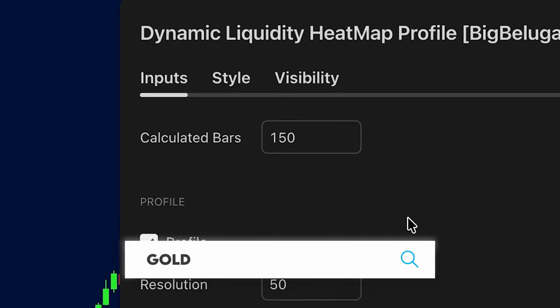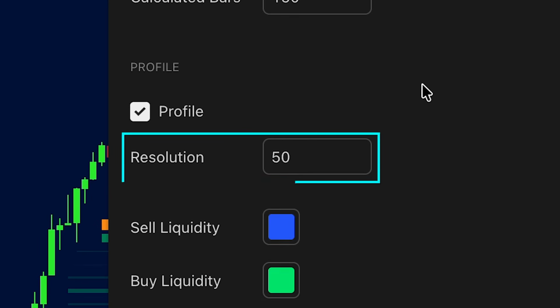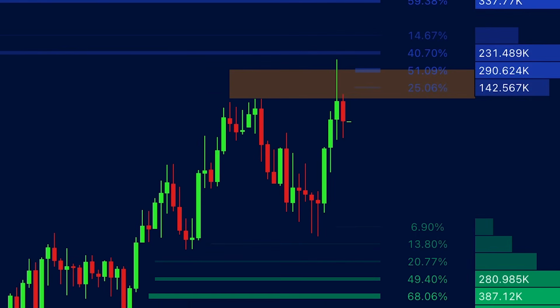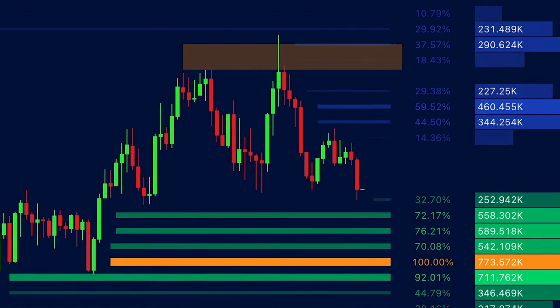For gold, use look back of 150 and bins of 50. Gold is a sweep heavy market with extreme volatility, so the longer look back ensures you're seeing the major liquidity zones.